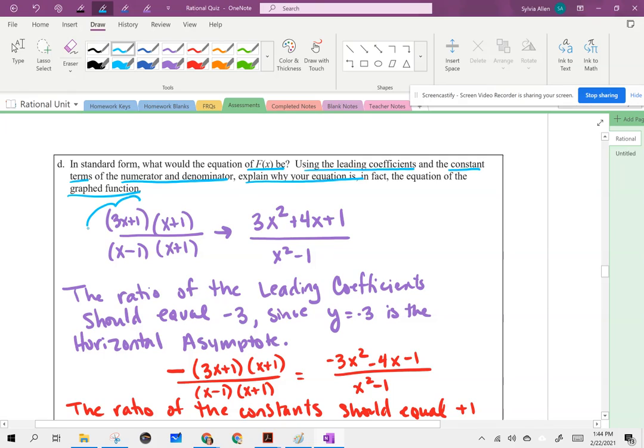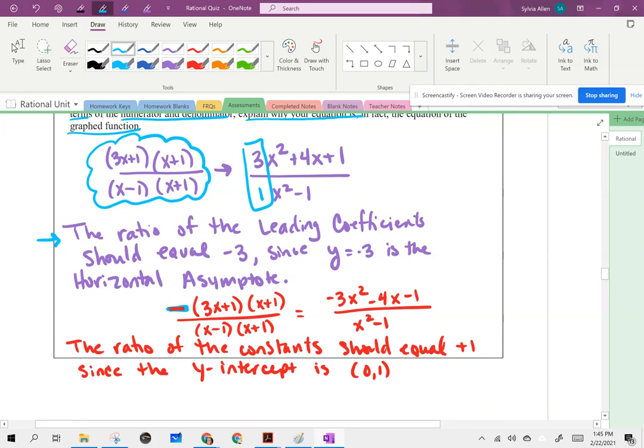So the first thing you do is you take those factors that we've identified in the preceding questions and you multiply them out. And then we go through and we check the leading coefficients and see if we need to make any adjustments. It says the ratio of the leading coefficients should equal -3 since y equals -3 is the horizontal asymptote. But for mine, I have 3/1. So that means that I need to add this negative in front. Okay, so I need to make sure I add that negative in terms of that equation, which means my new equation should look like this.